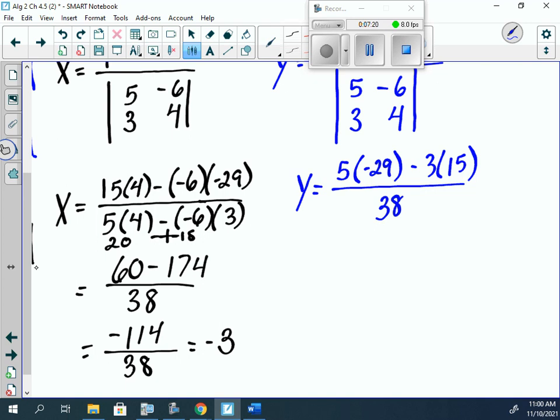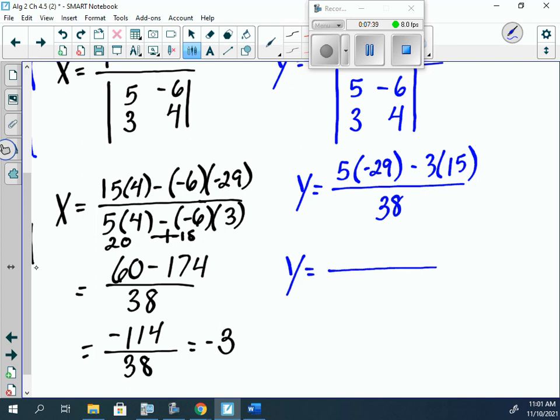Why can we write just 38 instead of doing the multiplication out? Because the denominators of these, the determinants, are the exact same, yes? But we already found one of them to be 38, so the other one has to be 38 as well. So now we just need to simplify the numerator.